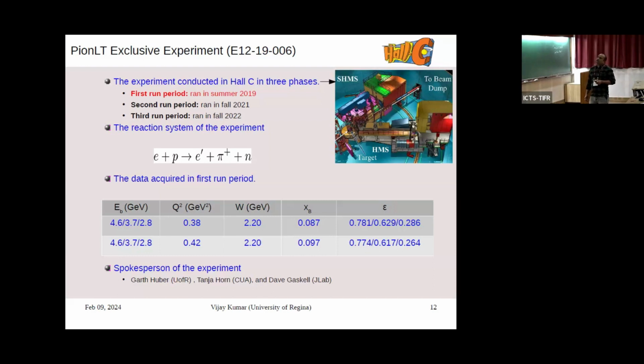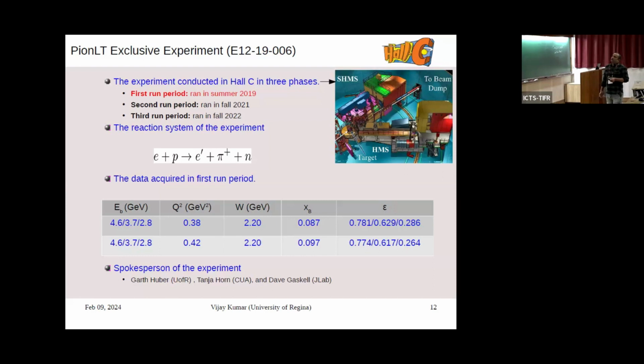This is the reaction system of this experiment. The electron beam is scattered from the target, and the scattered electron we measure in the HMS, and the produced pi plus we measure in the SHMS. The neutron we reconstruct in the missing mass spectrum. The data acquired in this run period is this. Here we can see we acquired three beam energies per Q square and W, and three epsilon values for this LT separation purpose.